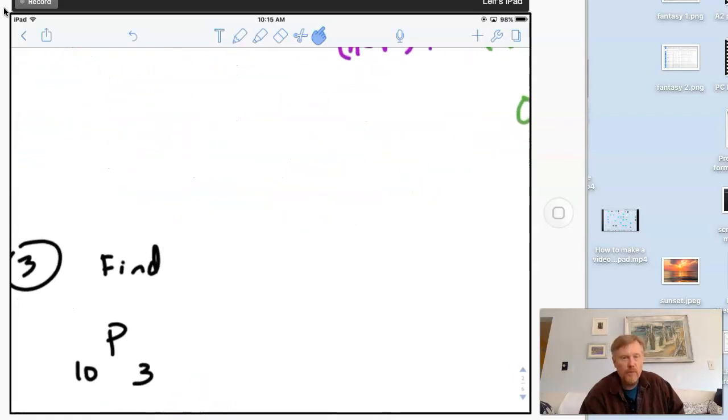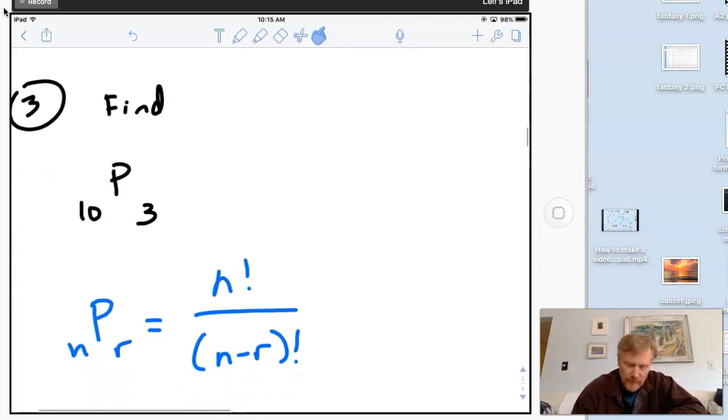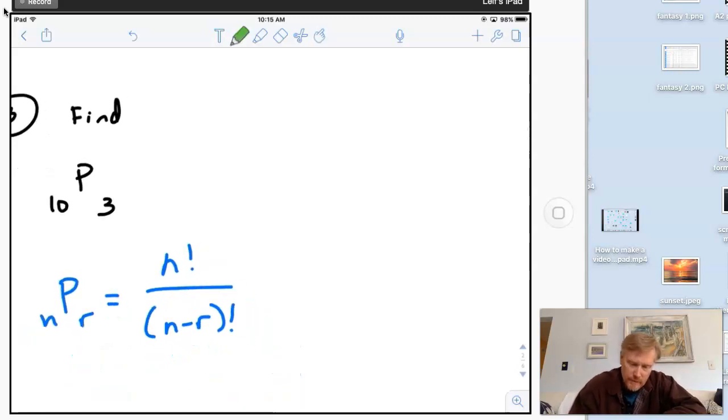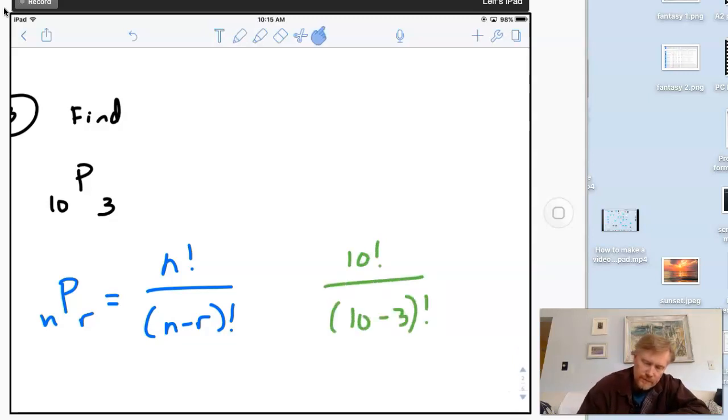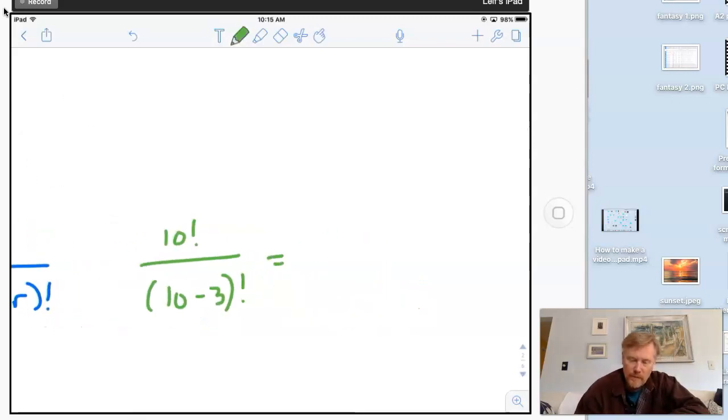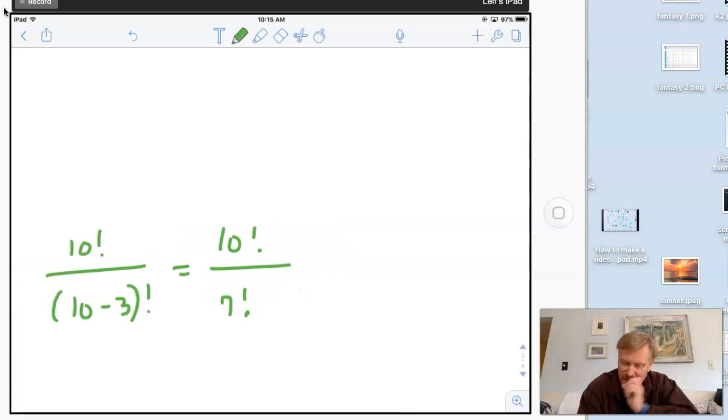Okay, so let's work a little bit with the formula here. 10P3. So I'm using this formula here, so 10 factorial over 10 minus 3 factorial. Now, there's an easier way to do some of these, especially if you've got a simple calculator. This is 7 factorial. Your calculator will get overloaded at some point, so it's kind of nice sometimes to find this other way to do it.